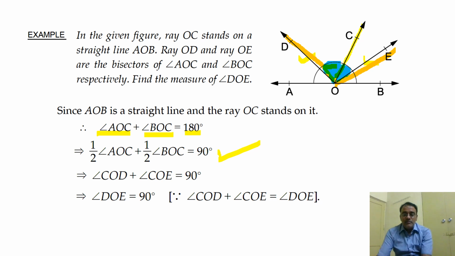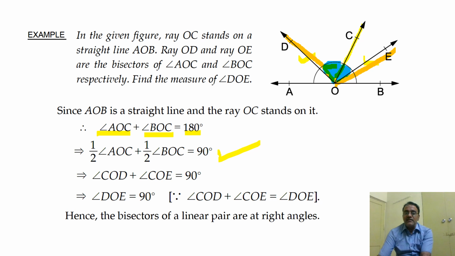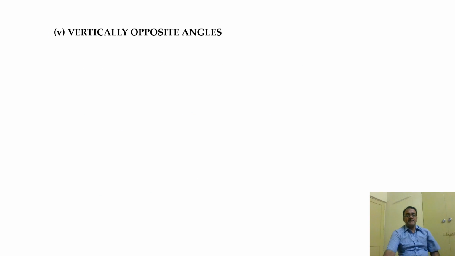Now we'll move towards another pair of angles. Hence, this is the conclusion: the bisectors of a linear pair are at right angles. So केवल measure पूछा था, हम लोग 90 degrees लिख देते तो ठीक है. So this also we can conclude. Now we'll move towards another pair of angles, that is vertically opposite angles.